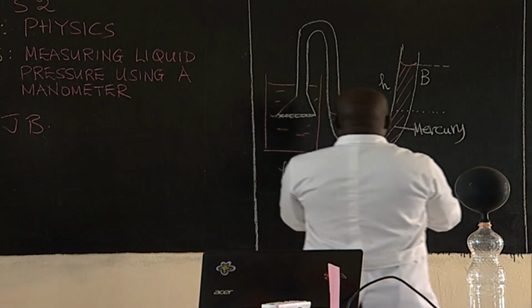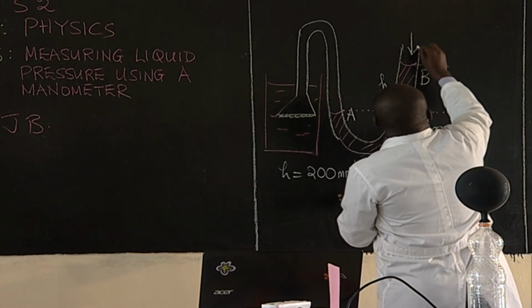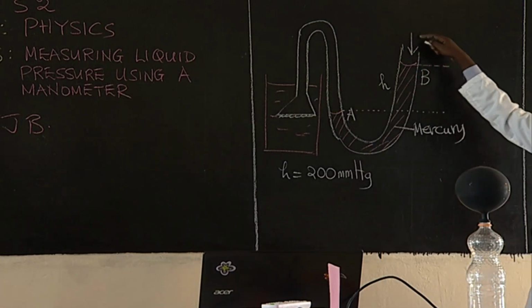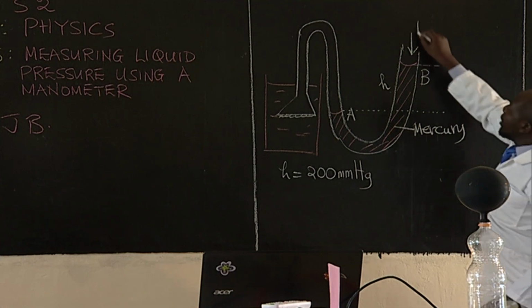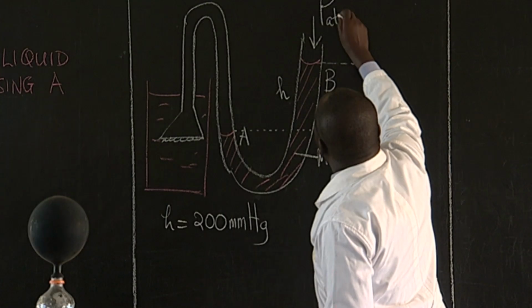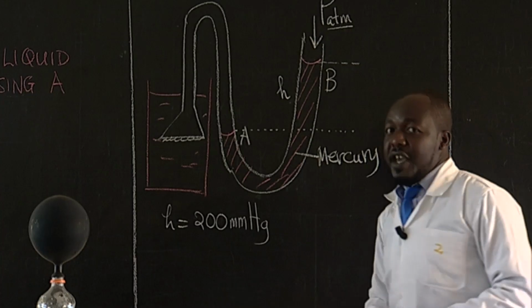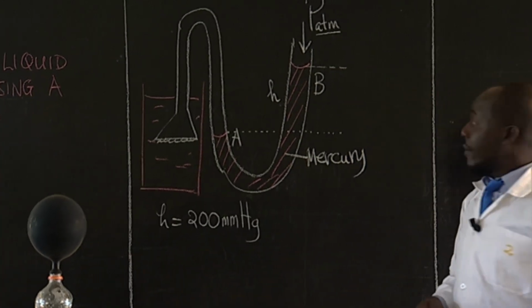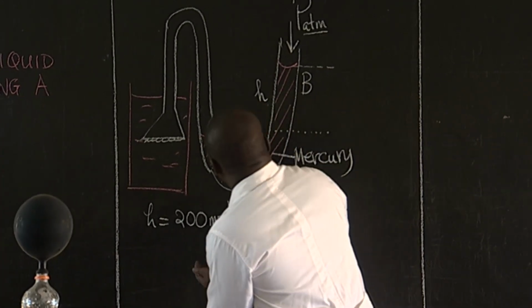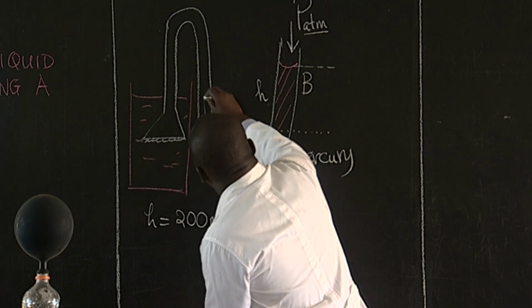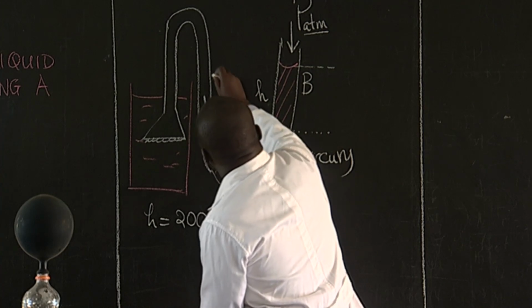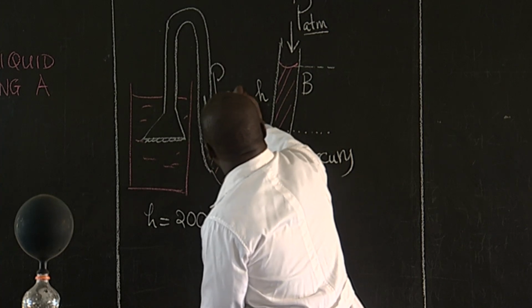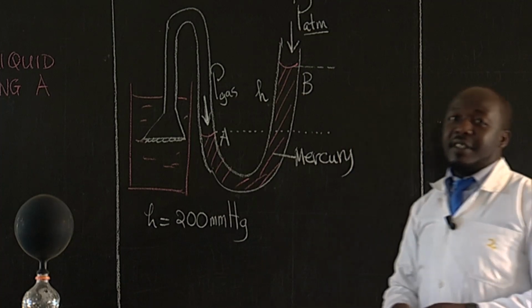Again, if you ask yourself, what pressure is acting here? The pressure which is acting here is atmospheric pressure. I like to abbreviate it as P_atm. That is atmospheric pressure. Again, what pressure is pushing down here? This is the pressure of the gas. I want to call it P_gas.